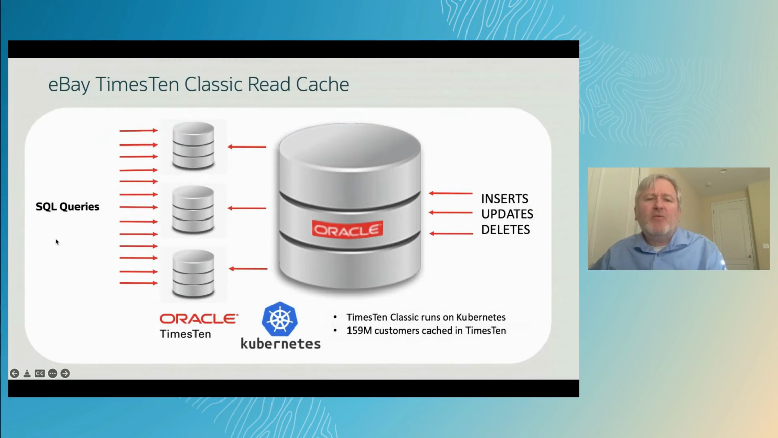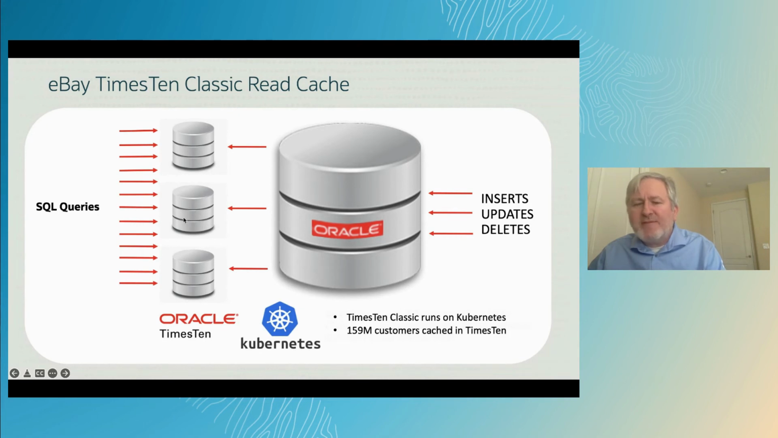Now let's look at some examples of customers using TimesTen as a cache. So we'll start with eBay. They're a reference customer. eBay has a lot of customers on a lot of Oracle databases. They've got so many customers, they needed to shard their Oracle database. So even with lots of shards, the number of connections on each is large. So they use TimesTen to offload some of that work.